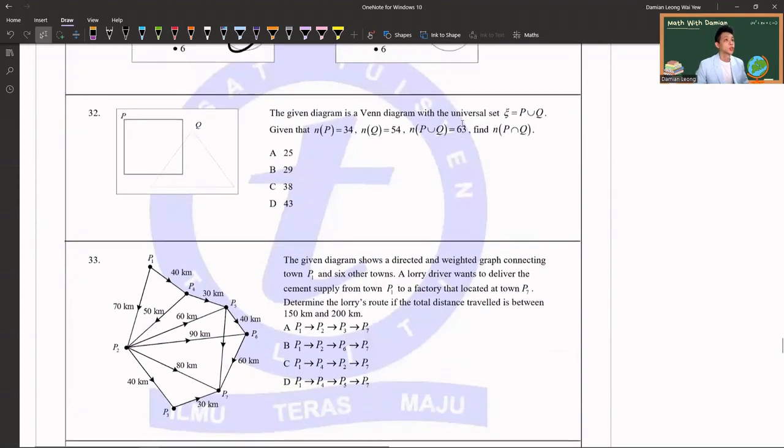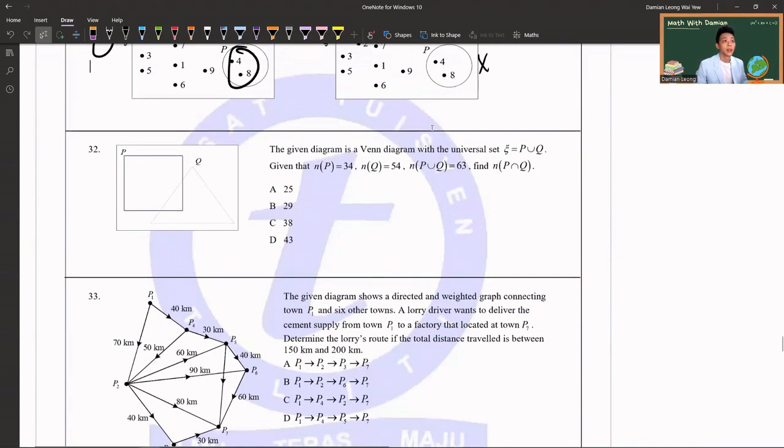Question 32. The given diagram is a Venn diagram with universal set P union Q. Number of elements in set P is 34, number of elements in set Q is 54, and P union Q is 63. So altogether it is 63. I don't know what's in the intersection. I put X first. Whole set P is 34, so here will be 34 minus X, and whole set Q is 54, so here will be 54 minus X.